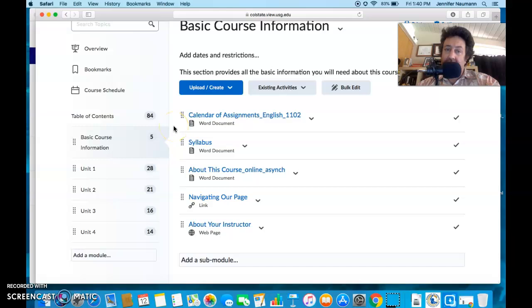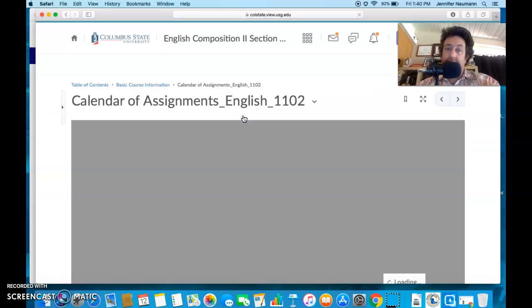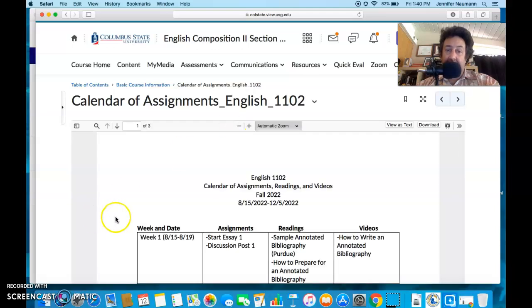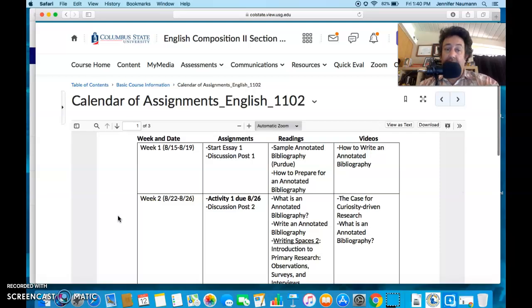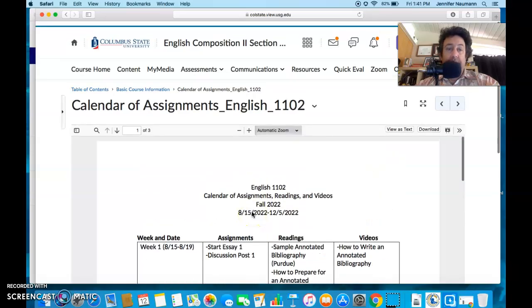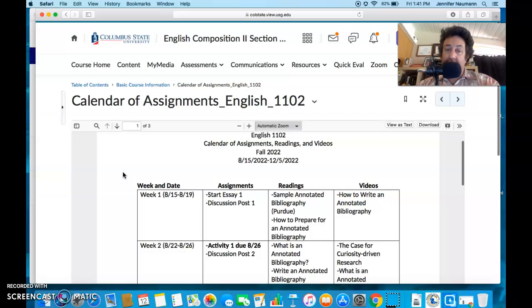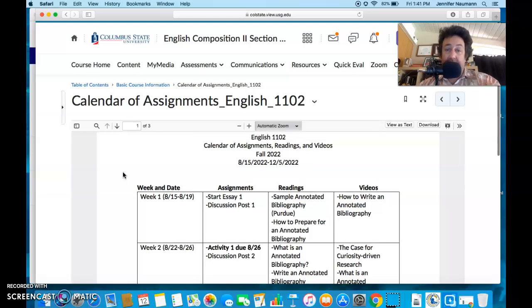Under course information, of course, it's very important to look at the calendar. I'll be putting things in the announcements to help you stay on track. But the calendar is very important because it tells you what you're doing, when you're doing it, gives you when to start the essay, which discussion post to do, when the activities are due. So I'll be going over that stuff in the weekly announcements, but it's also right here in the calendar.